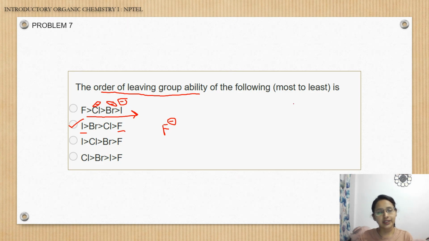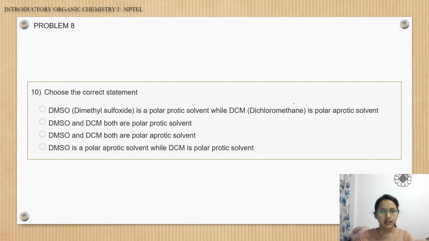Any problem, any query in this question? If not, then I'm moving forward. So coming to problem number 8.